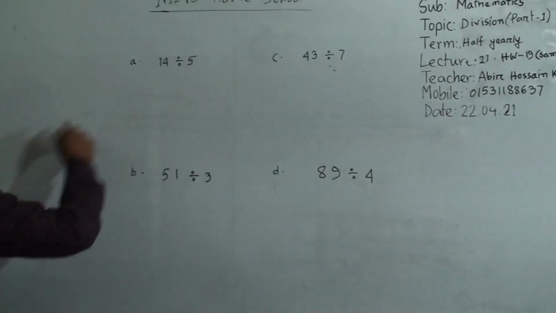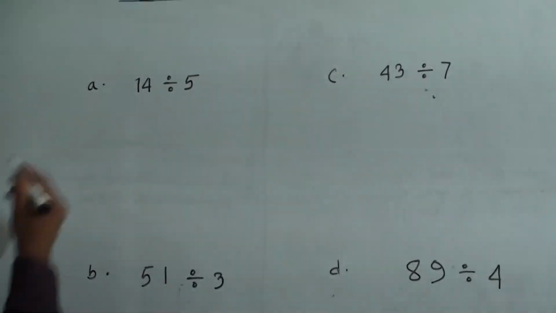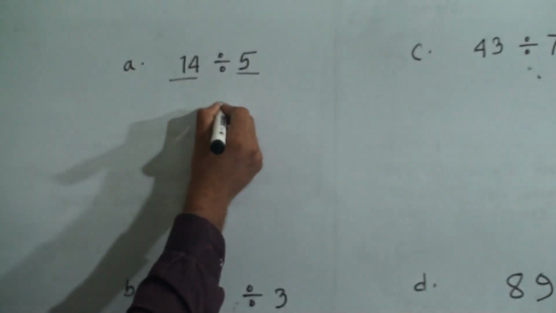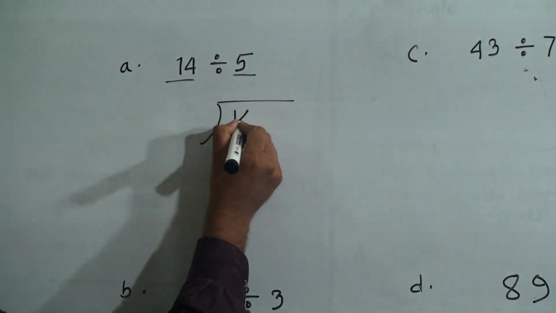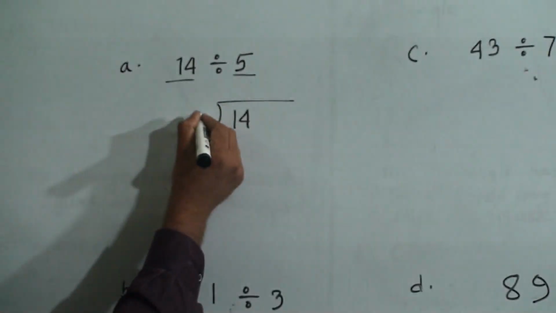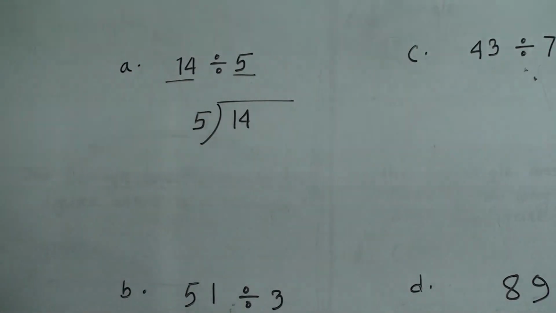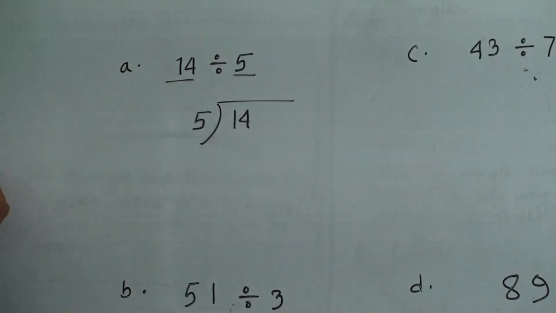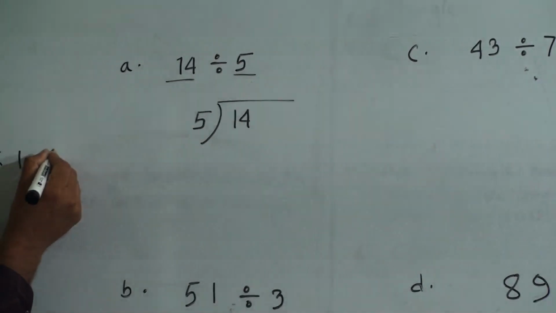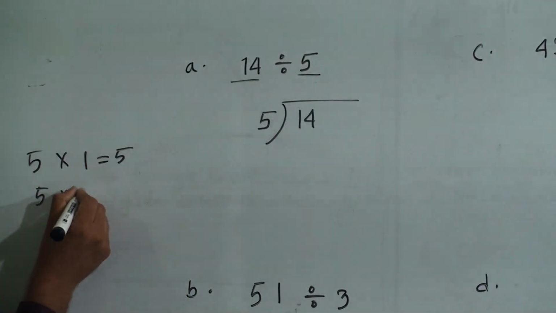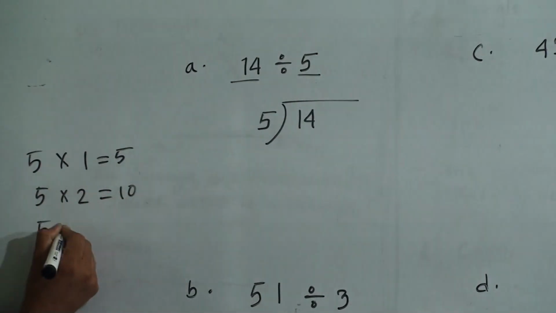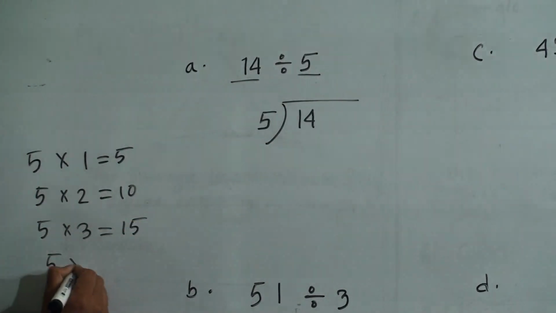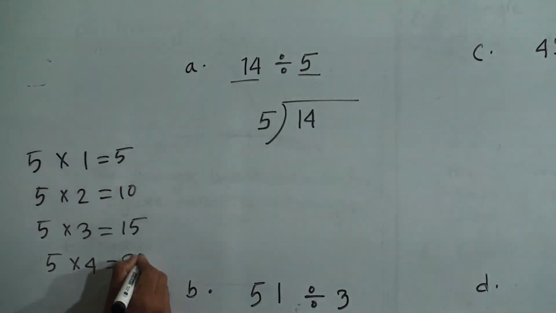Now my dear students, go to the first question. 14 divided by 5. Here 14 is the dividend and 5 is the divisor. Now write this way. Here is dividend 14 and here is divisor 5. Now you have to memorize the times table of 5. 5 times 1 equals 5. 5 times 2 equals 10. 5 times 3 equals 15. 5 times 4 equals 20.